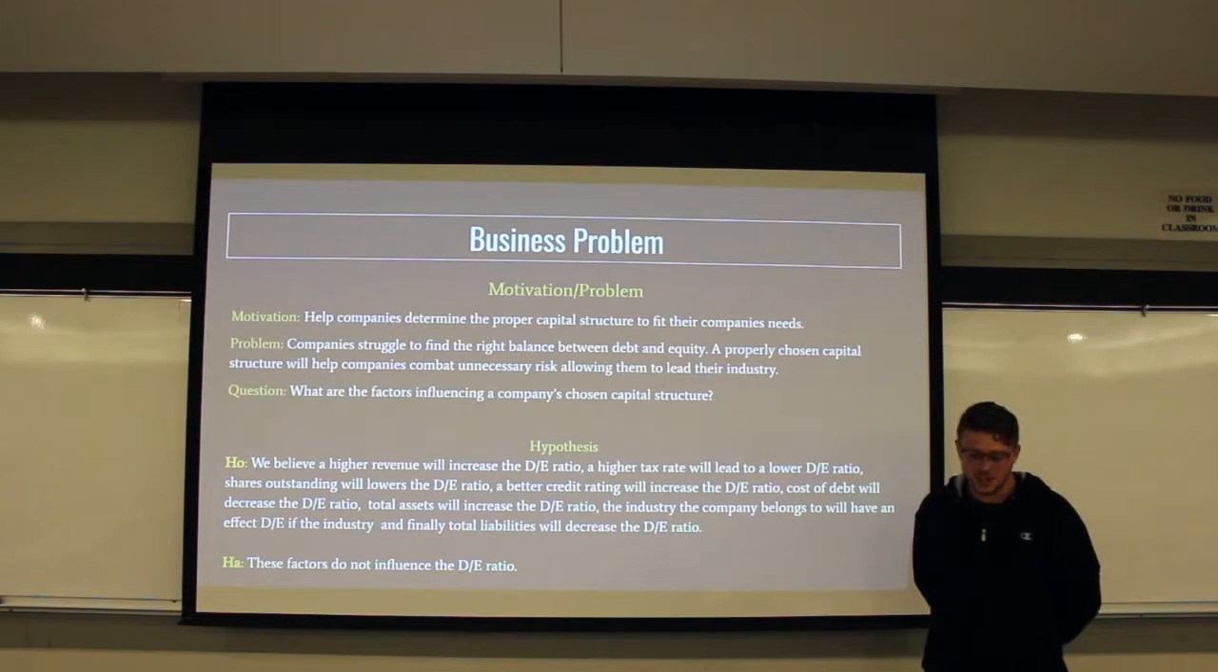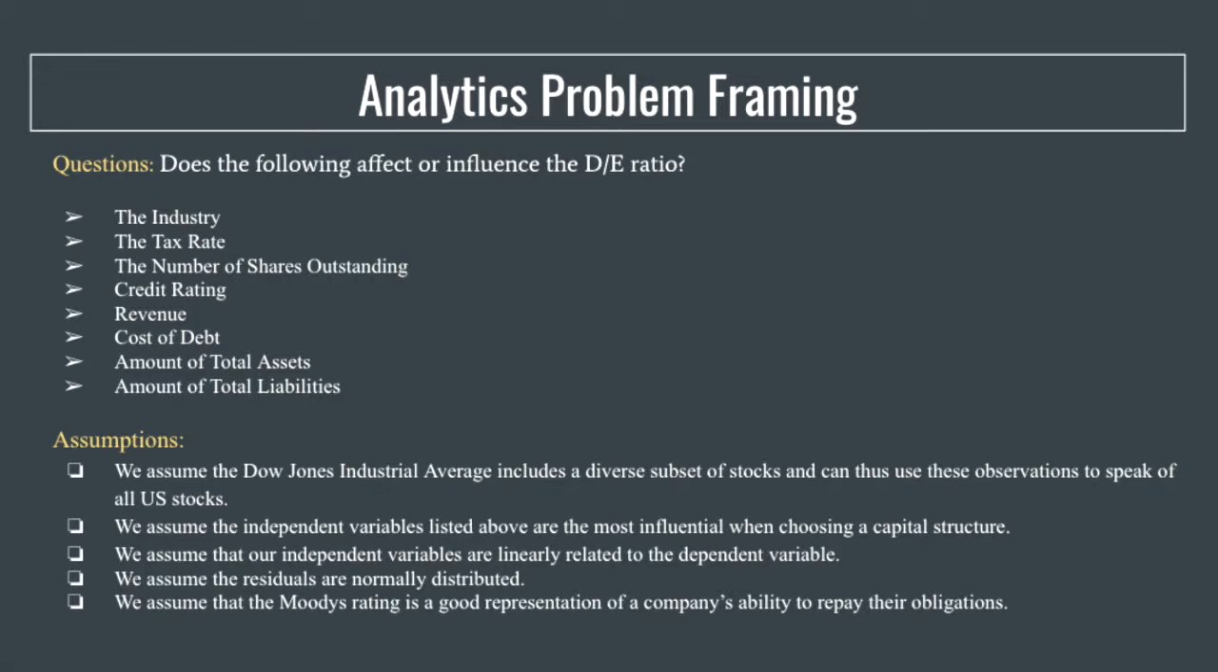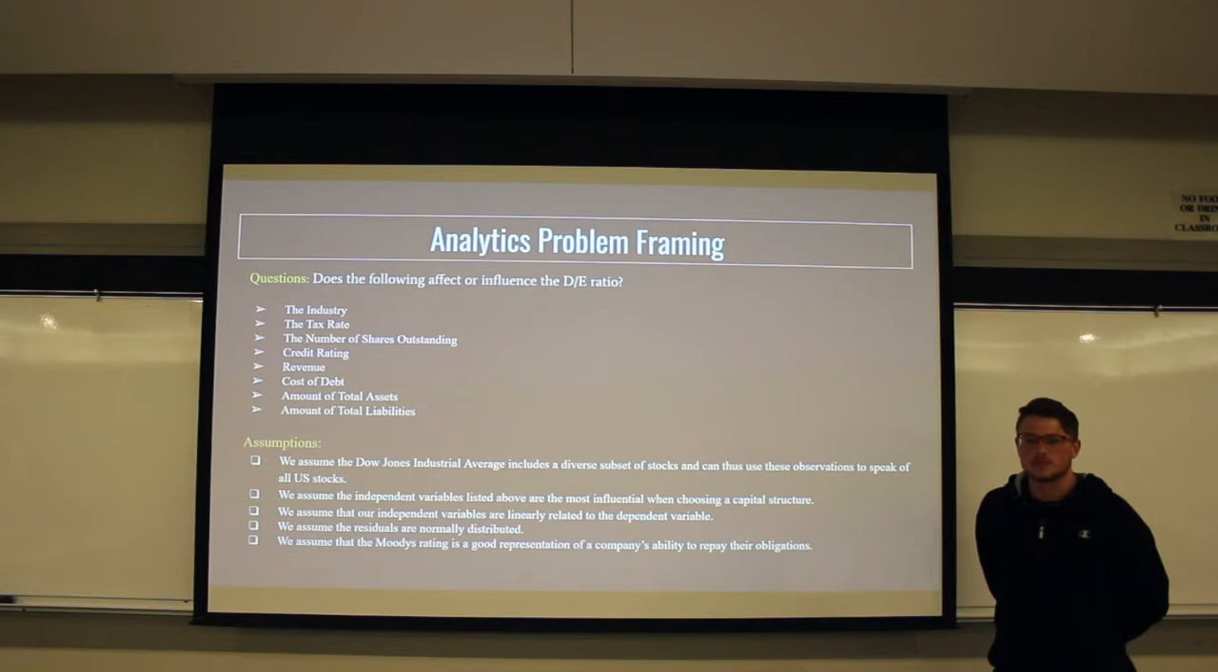So our hypothesis here: we believe that higher revenue, better credit rating, and higher total assets will increase the debt to equity ratio. And we believe that higher tax rate, higher number of shares outstanding, cost of debt, and total liabilities will decrease the debt to equity ratio. We also believe that if it is in a riskier industry, it will have a lower debt to equity ratio. We wanted to take a look at these factors to see if they would affect or influence the debt to equity ratio. We will be going into all of these factors on the next slide.